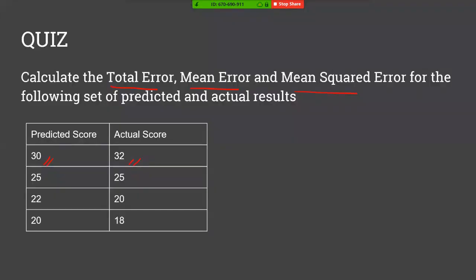So given this data set over here, can we find the total error, mean error, and mean squared error for all these points? If this was the predicted and this is the actual, can we get the total error, mean error, and the mean squared error? You don't have to know the formulas for these things. Just by looking at the name, we should be able to tell how to calculate them.